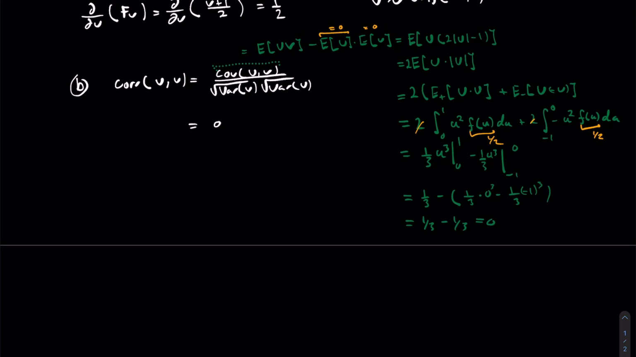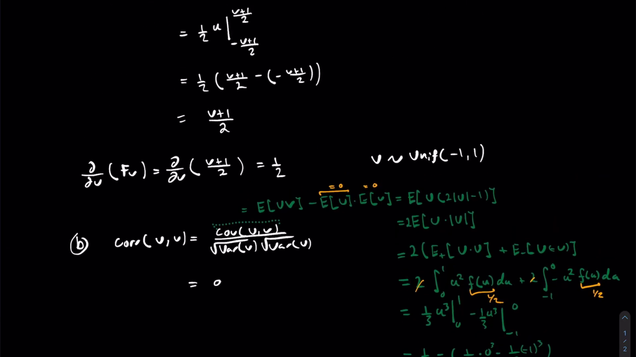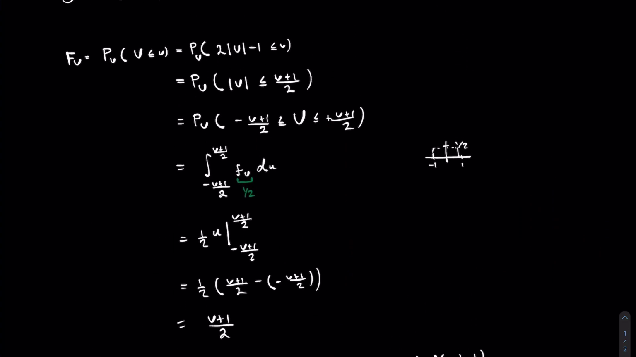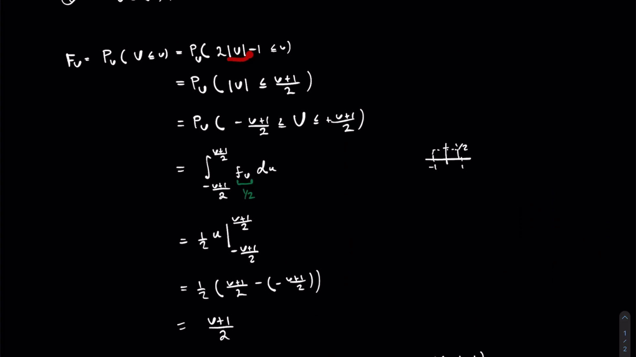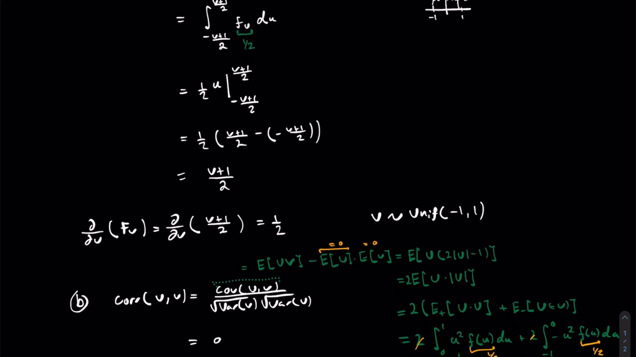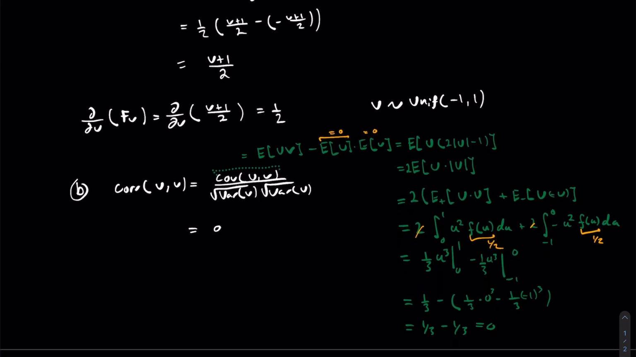Now, how do we show that they are dependent? Well, because we have just defined V to be a function of U. So V is highly dependent on the values of U. Knowing U, we will know what V is. So here we see that the correlation is 0, but despite that, they are highly dependent.